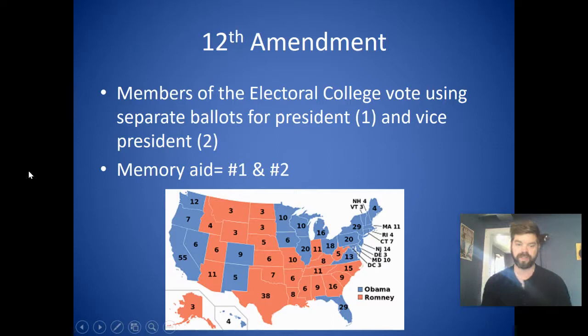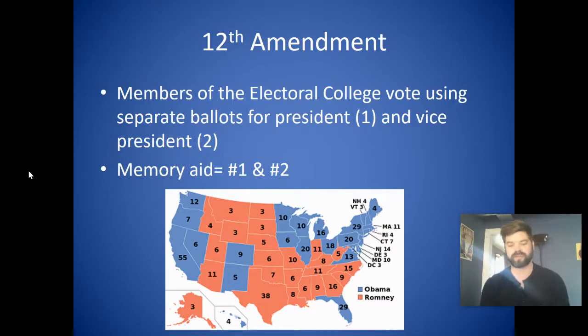Next, the 12th Amendment. So the 12th Amendment, members of the Electoral College vote using separate ballots with president and vice president. This resulted from some of the problems with the original Constitution electing the president. One year they had a tie. How it used to work is whoever came in first became president. Whoever came in second became vice president. You can see the problems that they would have.